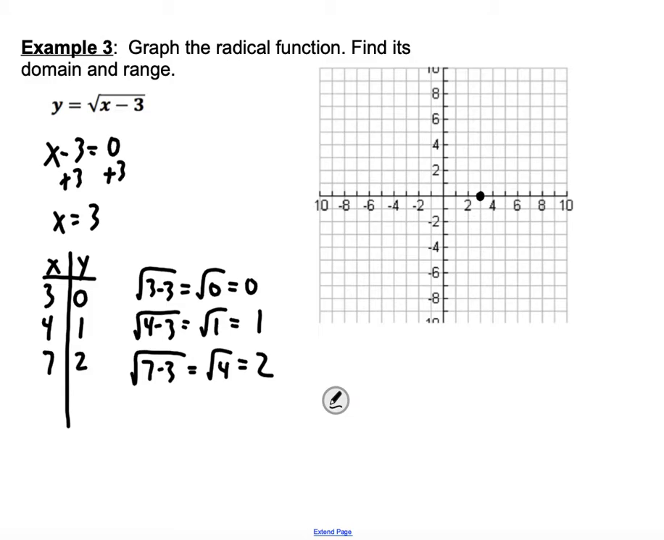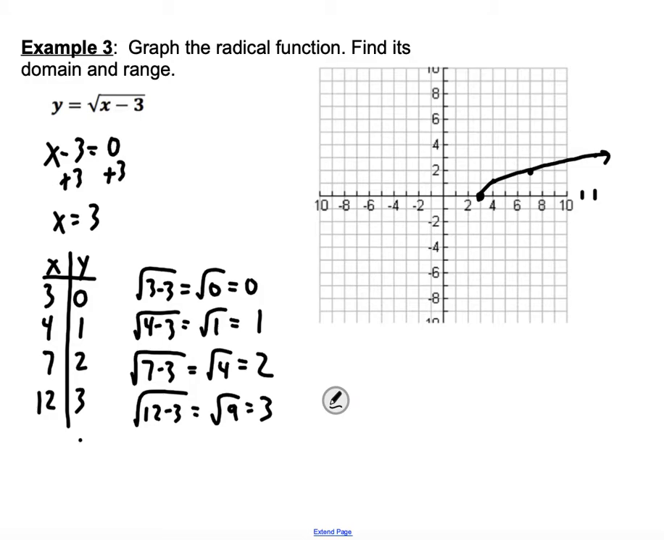What about one more number that we can actually subtract off 3 and find the square root of? That would have to be 12, right? 12 minus 3, there's 9. And the square root of 9, there's 3. So this could be 12, 3. So let's plot them. 4, 1. And then I connect them in a nice smooth curve.